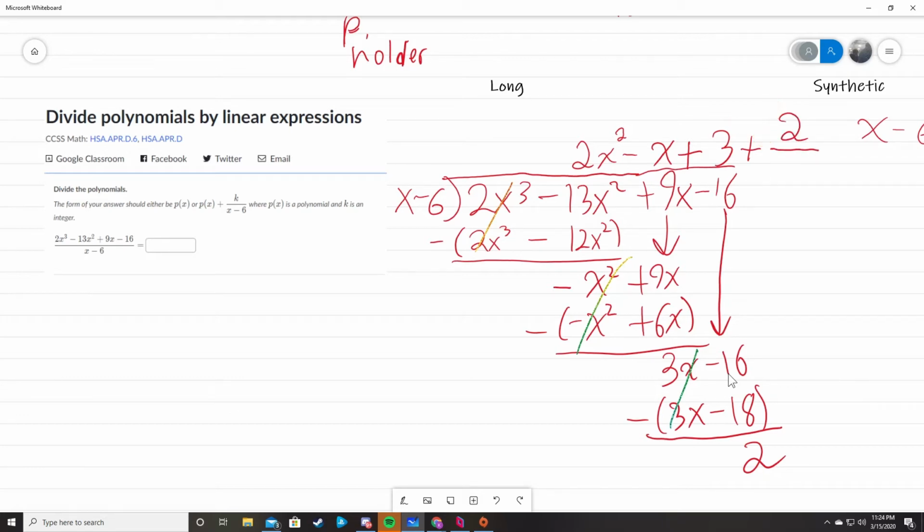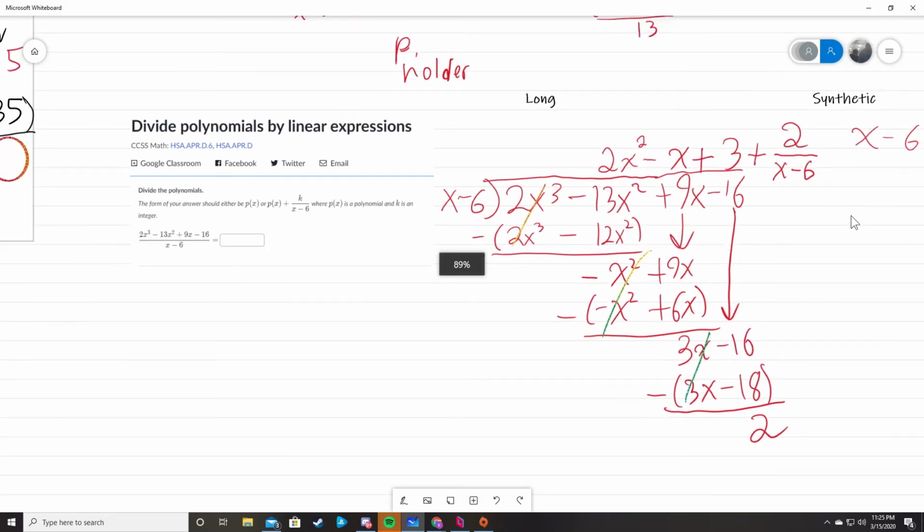And then underneath, we're going to put our remainder part. So that x minus 6, good thing they told us from earlier. So x minus 6. There we go. So that means this is all our final answer. We got 2x squared minus x plus 3 plus 2 over x minus 6.